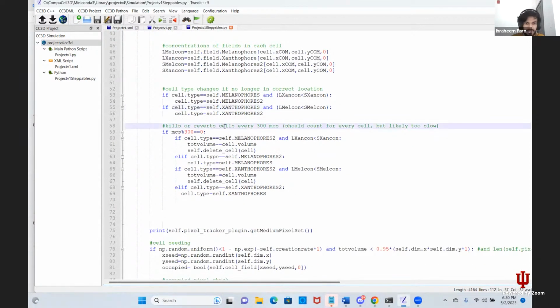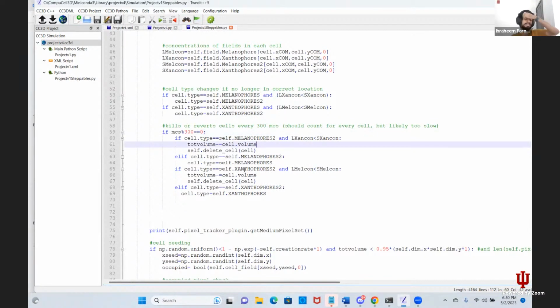Then we give every cell 300 Monte-Carlo steps to relocate themselves to appropriate locations. If they do relocate to proper locations, they switch back to the quote unquote stationary, not actually stationary, but non-chemotaxing versions of their cell type. And if they are still in the wrong location, we kill them.